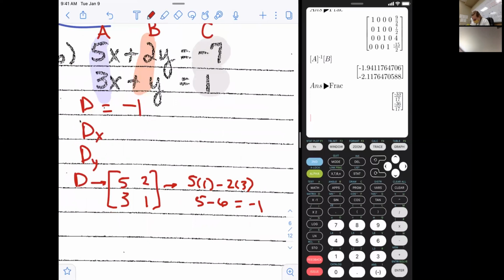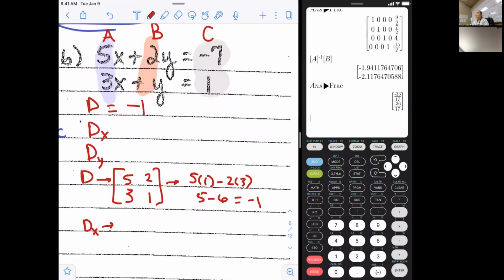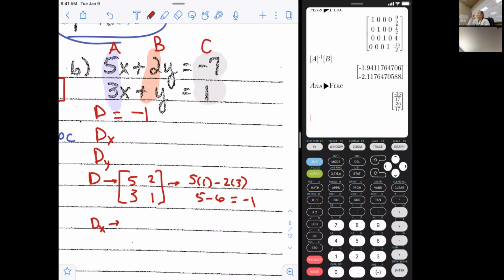We're going to do dx next. Remember, dx is not what you think it is. It goes C and then B. We want it to go alphabetically, but it doesn't. It goes C and then B.